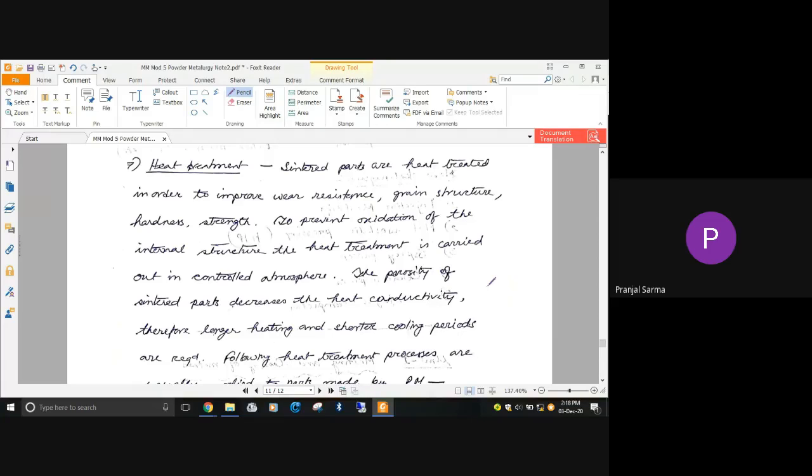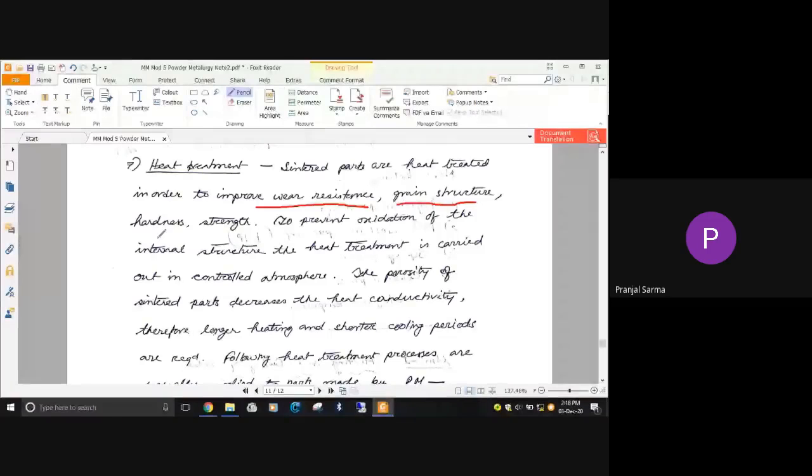Similarly, if required, we can even go for heat treatment of that part also. Just like other heat treatment, sintered parts can also be heat treated, and just like the desired effect of other heat treatment processes, it improves the wear resistance capability. Similarly, the grain structure also can be improved. The required type of grain can be obtained, and hardness and strength properties can also be improved.